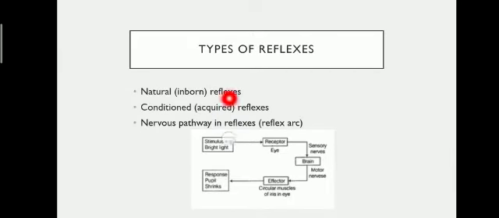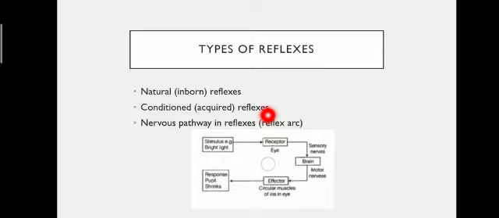There are two types of reflex action. The first is natural reflex action, which is inborn, meaning we see this type of reflex action right from birth. Take for example blinking of eyes, coughing or sneezing when a certain thing tries to enter inside our body. That is a type of natural reflex which is inborn. The next is conditioned or acquired reflexes.